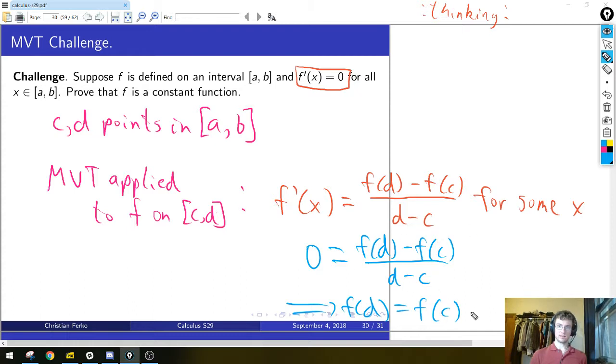So the mean value theorem applied on this interval tells us that f of d equals f of c. But at the beginning of the day, we assumed that c and d were any old points in the interval a, b. They were completely arbitrary. So we started with picking any 2 points and then proved that the outputs of the function are the same at those 2 points. That implies that the function must be constant, because the function's values agree at every pair of points in the interval. So that's the proof. We've concluded that f is a constant function.